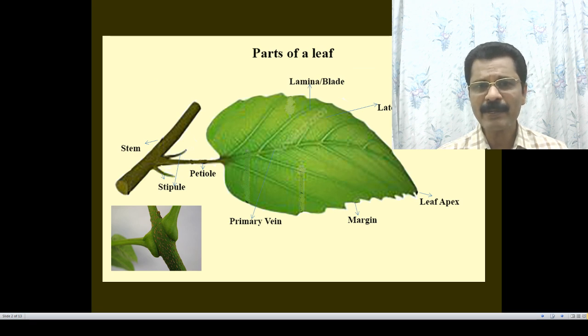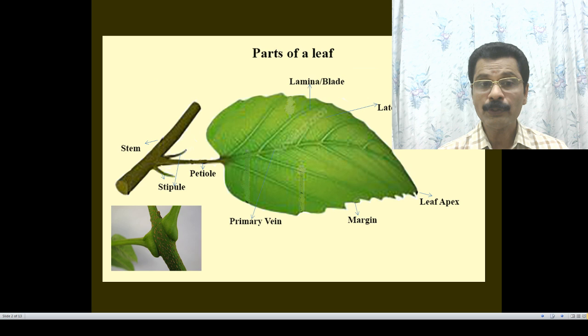The edge of the lamina is called leaf margin. The shape of the margin also varies. It may be entire, serrate, dentate, double dentate, wavy, and so on. That also we will discuss in later classes. And the tip of lamina is called leaf apex. That also varies from species to species.